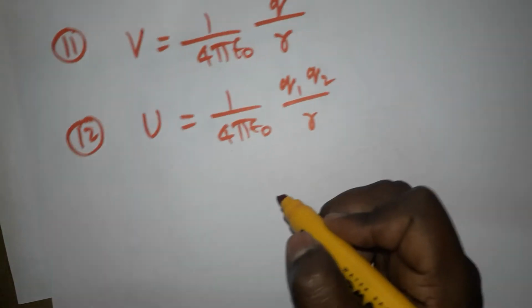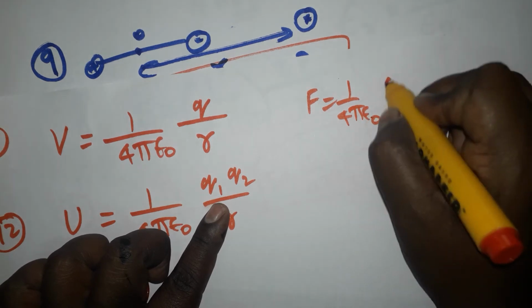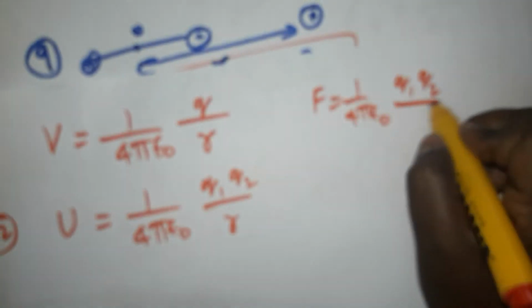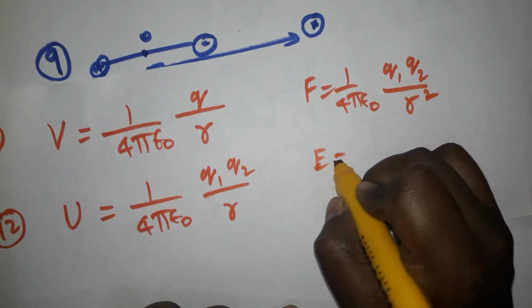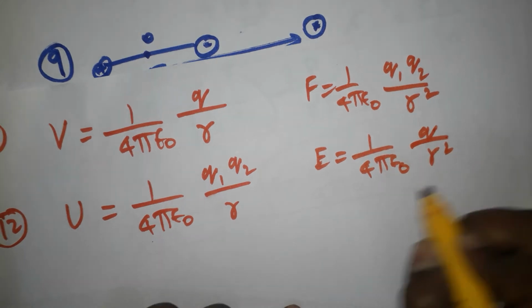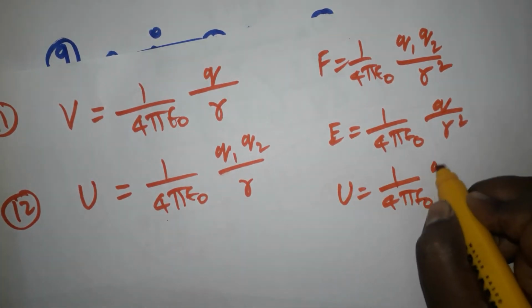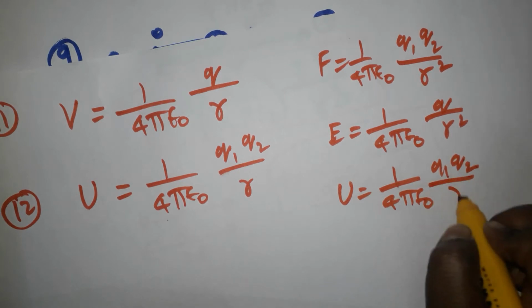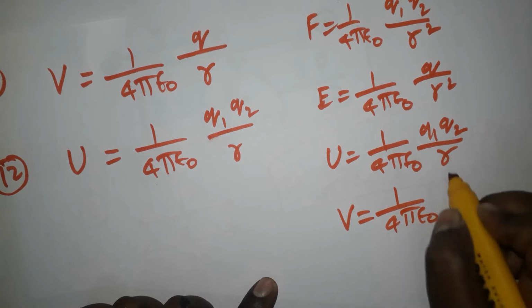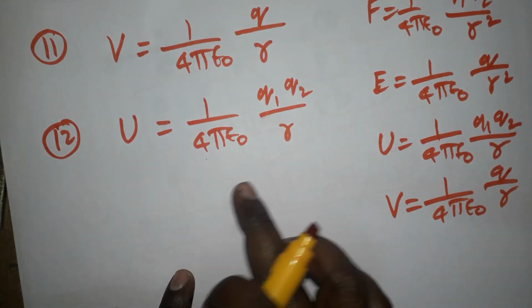See here, force is equal to 1 divided by 4 pi epsilon naught, q1 q2 divided by r square. Electric field is 1 divided by 4 pi epsilon naught, Q divided by r square. Electrostatic potential energy is 1 divided by 4 pi epsilon naught, q1 q2 divided by r. Electrostatic potential is 1 divided by 4 pi epsilon naught, Q divided by r.